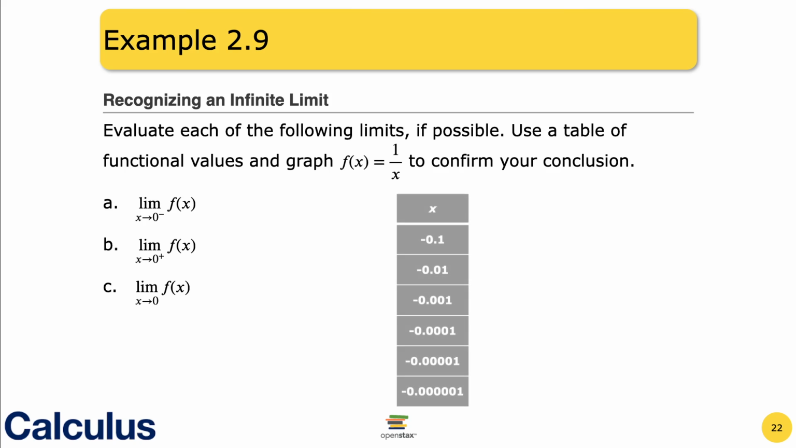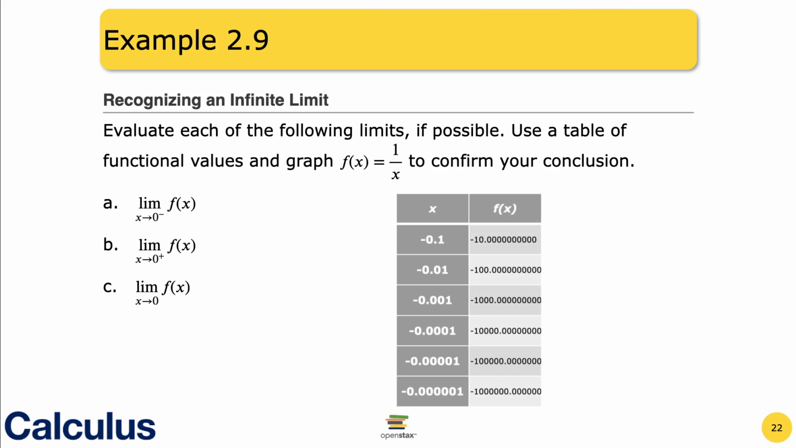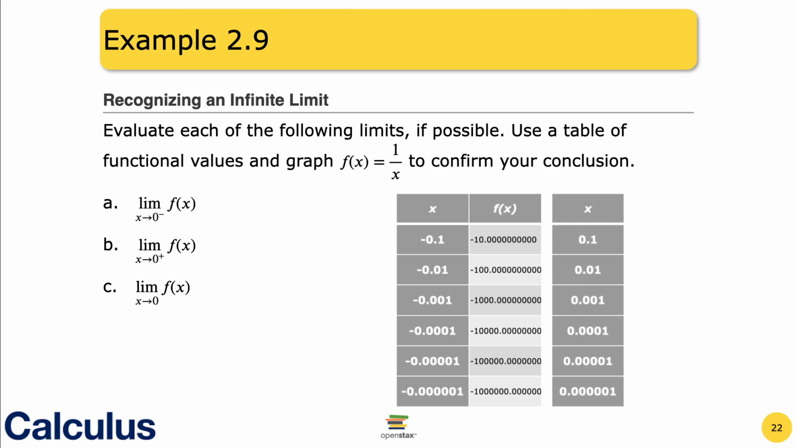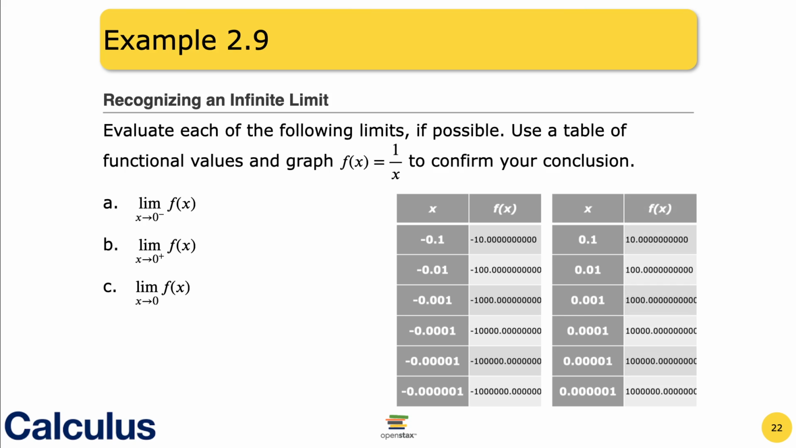Let's look at our table of values. From the left, as we approach 0, our functional values get extremely negative. And as we approach 0 from the right, our values get extremely positive. So we would say that as we go to 0 from the left, it looks like we go to negative infinity, and as we approach 0 from the right, we go to positive infinity.